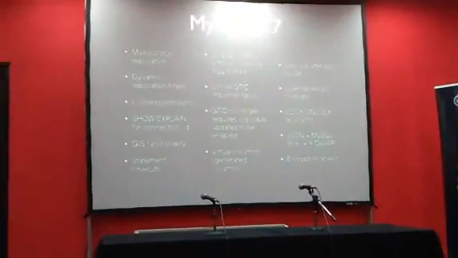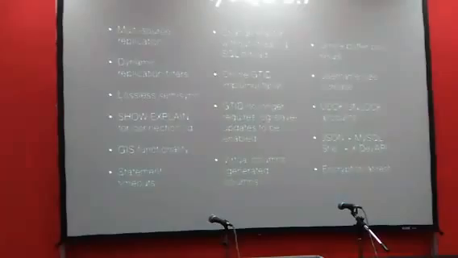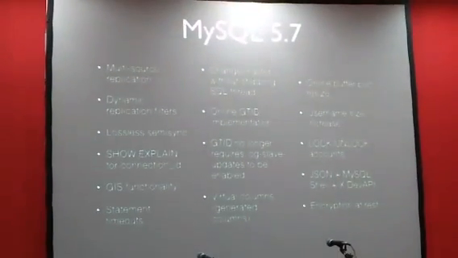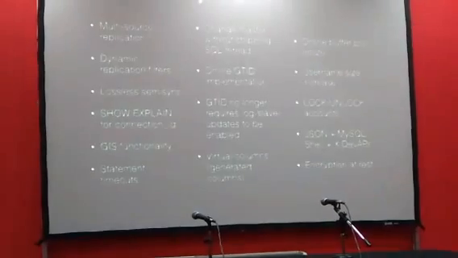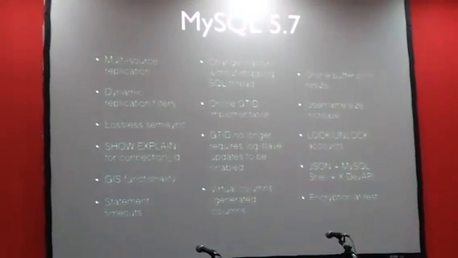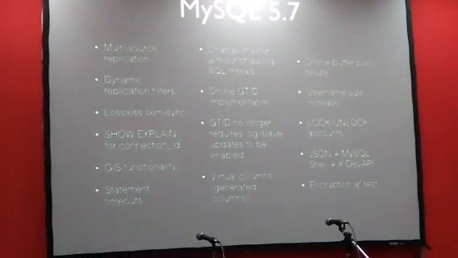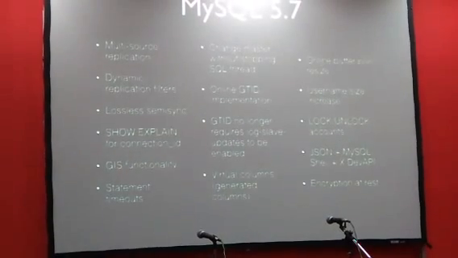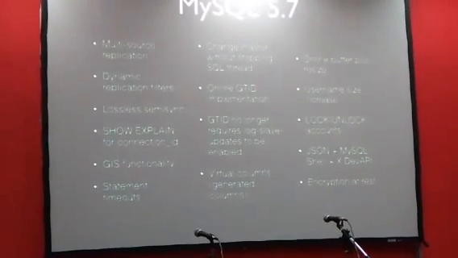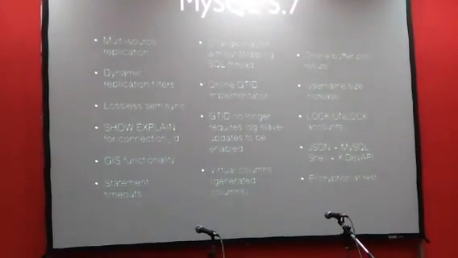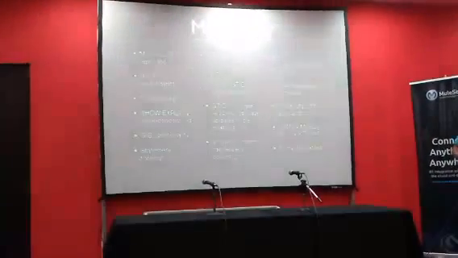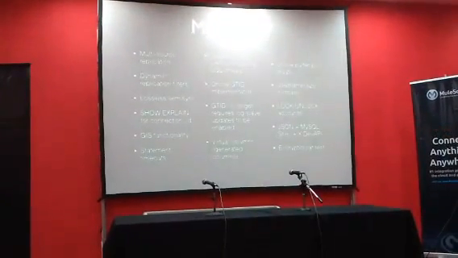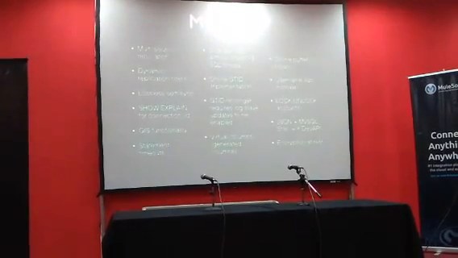MySQL 5.7 comes with a whole bunch of useful features, multi-source replication, replication filters that are dynamic, things that MariaDB has had for a very long time, lossless semi-sync, explain for running connection, GIS. You can now actually use GeoJSON and do GIS functionality inside of MySQL. And MariaDB has had GIS functionality since 5.3 as well. Turning on global transaction IDs in an online fashion.